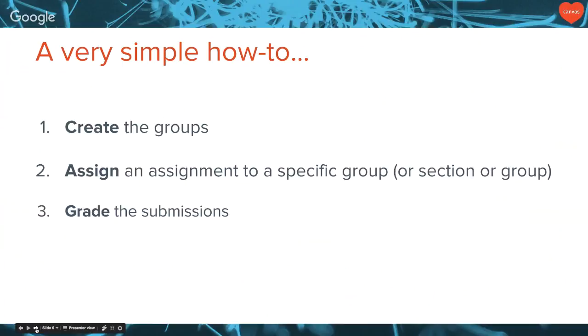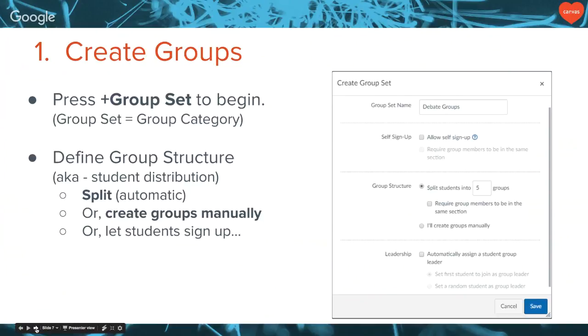assignments for groups. So effectively, you have to create the group, then assign an assignment to a specific group, section, or individual, and then you grade those submissions. So to create a group, you would have to go into the People tab of your course, and then you should see a button up on the top that says plus group set. And so effectively, group set and group category mean the same thing in the context of Canvas.